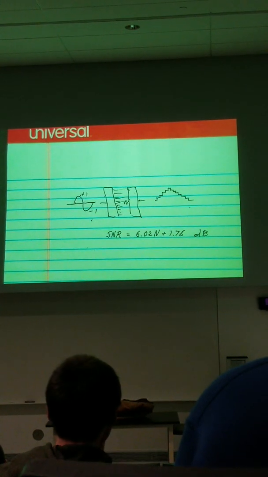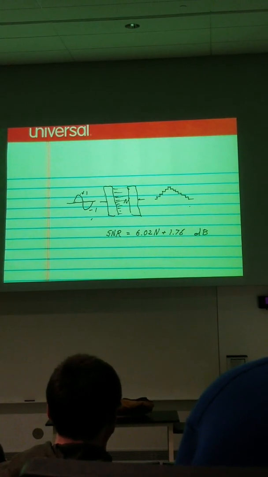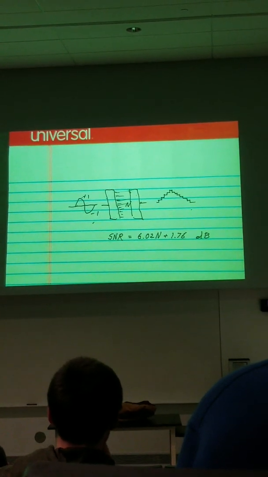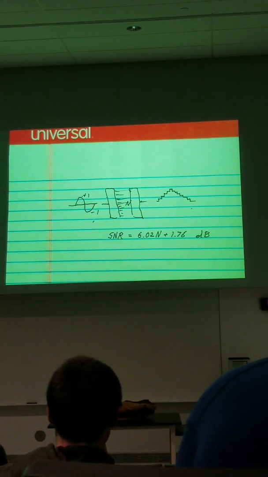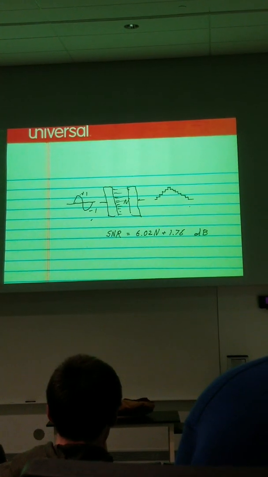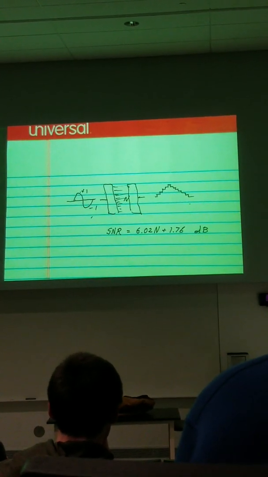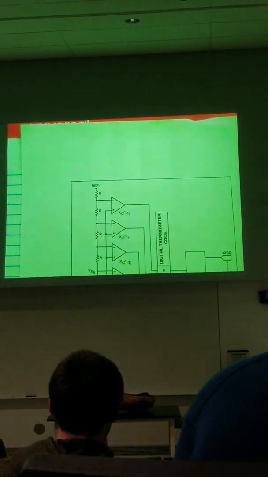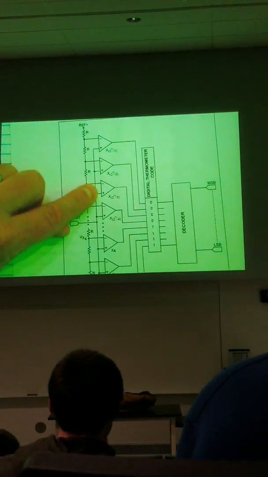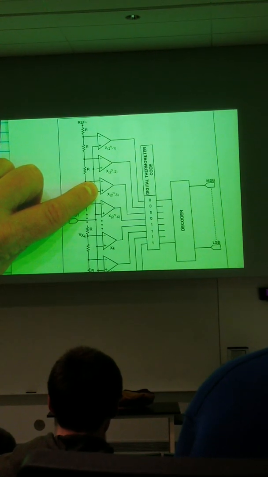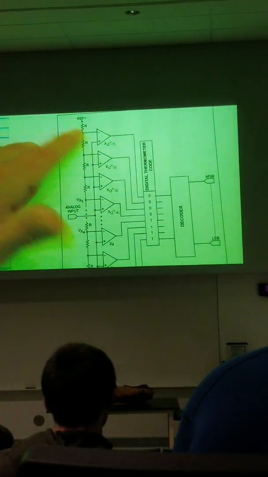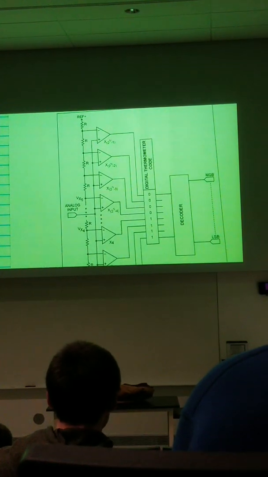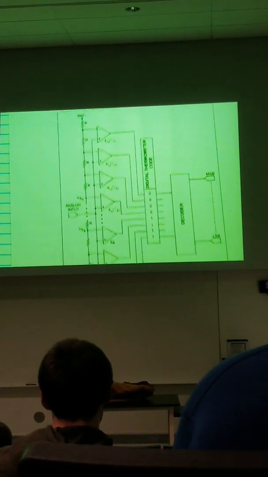So the problem is A to Ds have other sources of noise besides just the quantization noise, including the comparator. If you look in this type of system, this is all predicated on the fact that each one of these little amplifiers, the input offset voltage is the same. There's all kinds of nonlinearities in there, and typically what you actually get at the output is a combination of noise and distortion.